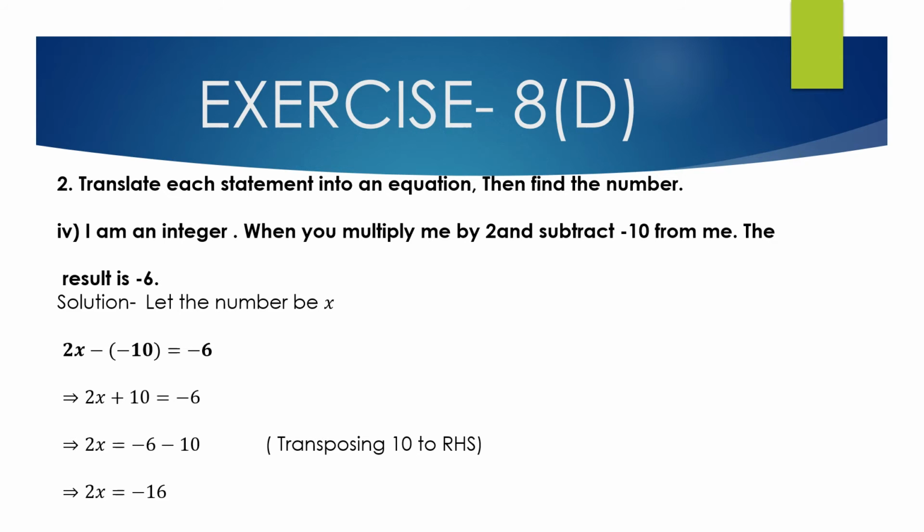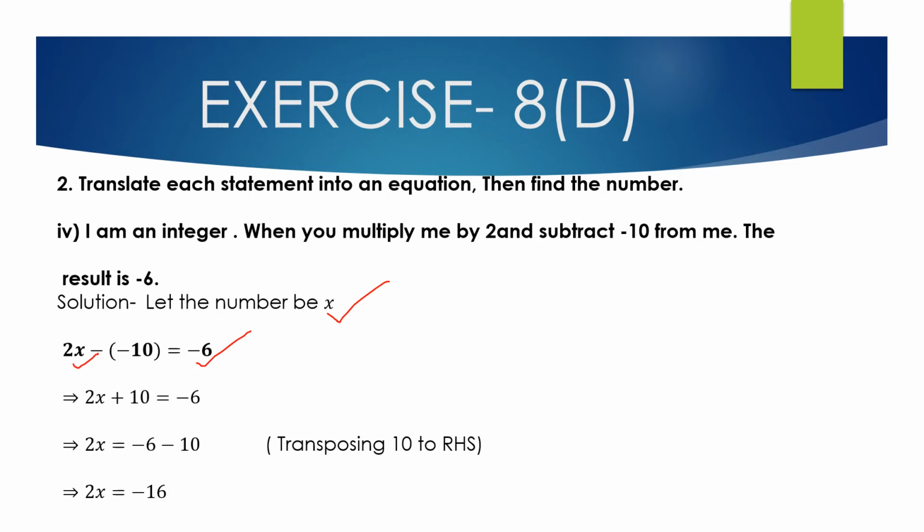Suppose I am an integer. Suppose the number is x. When you multiply me by 2, that is we multiply the number x with 2, that is 2 multiplied with x is 2x, and subtract minus 10 from me. Subtract means minus symbol, minus of minus 10. Subtract minus 10 from me, that is 2x minus of minus 10, equal to, the result is minus 6.